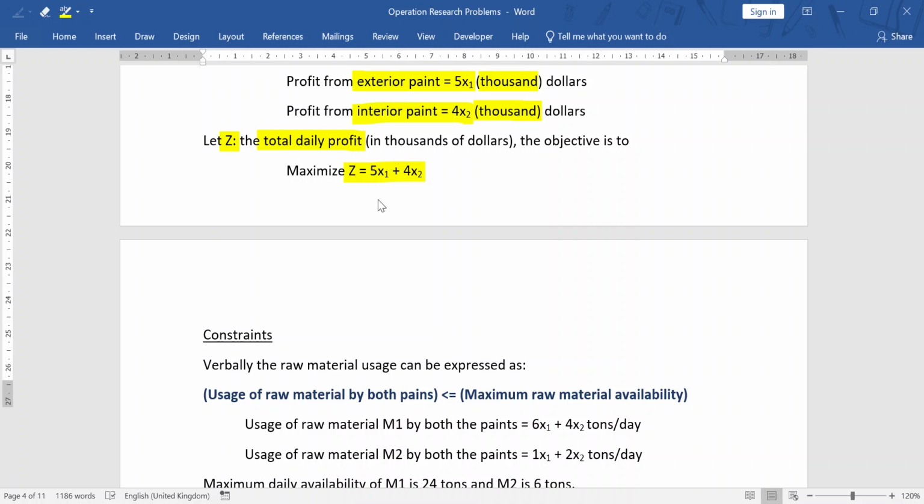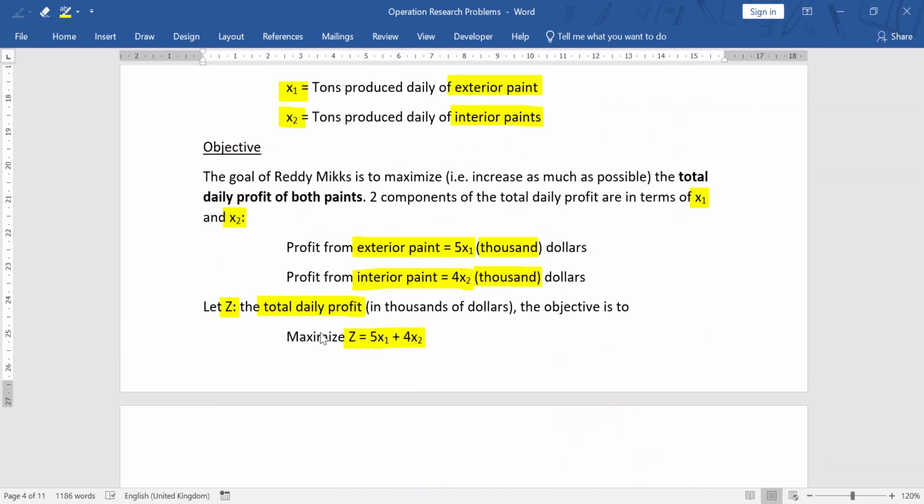Now, this is the objective function. Finally, we have got an objective function which we get like this. This is the final objective function on which we are going to work.